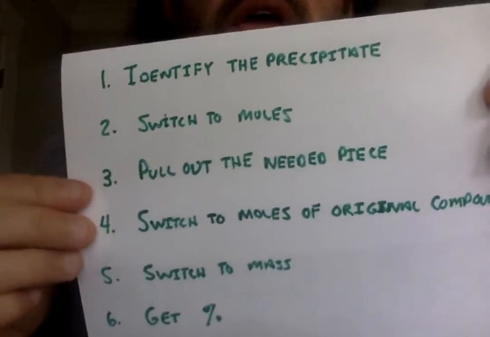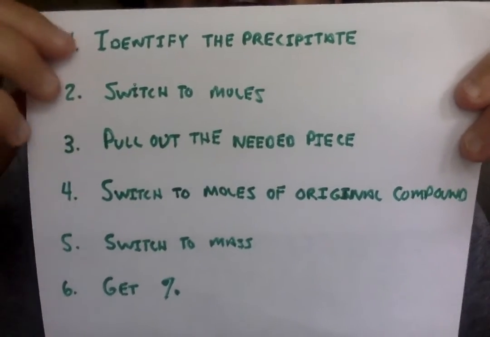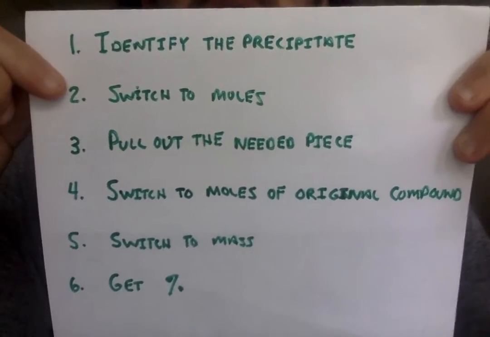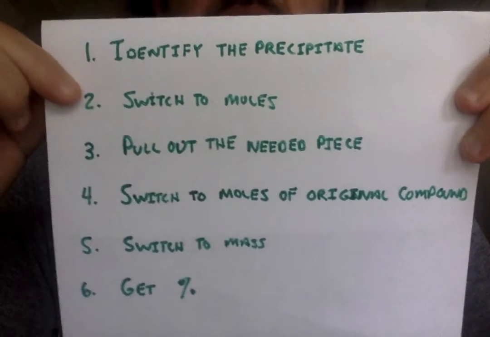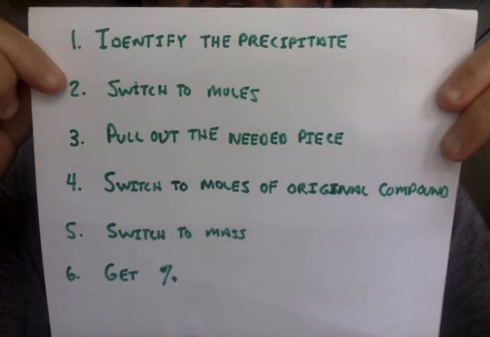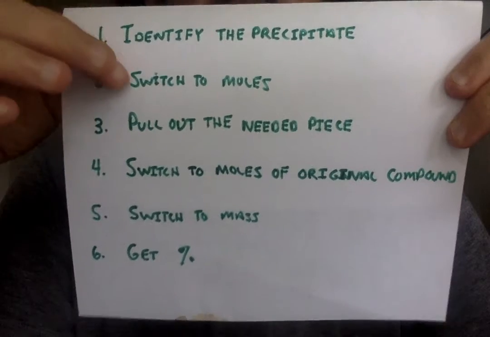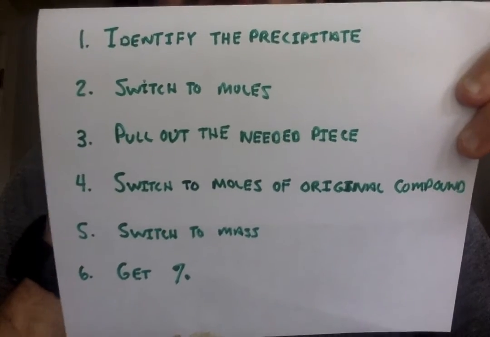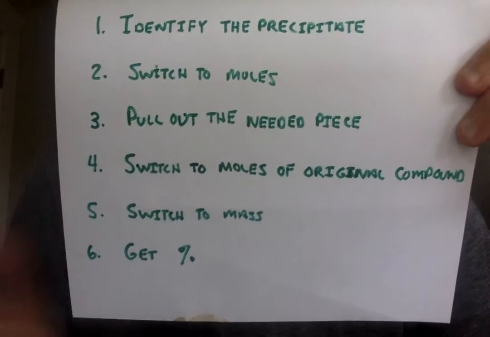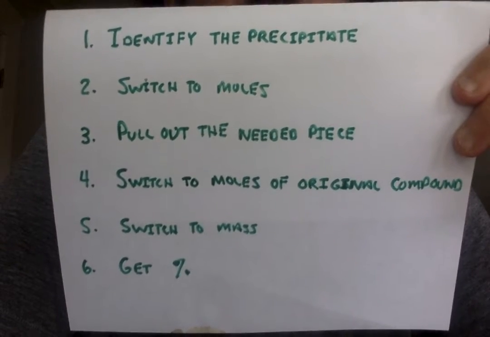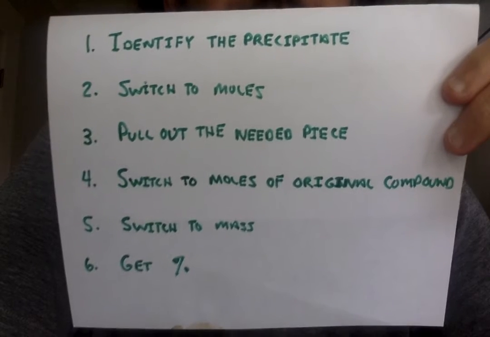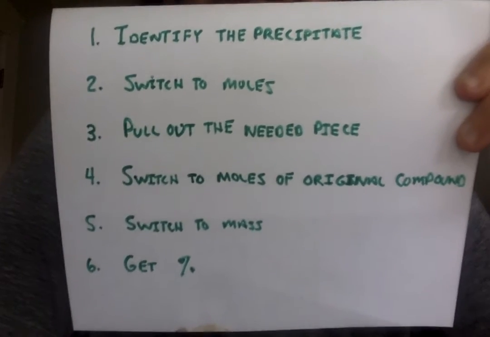Awesome. Okay, so now that you've attempted the problem, here is the strategy that I have used to do the problem. Okay, first thing I'm going to do is identify the precipitate. And in this case, my precipitate is going to be silver chloride. That's a pretty common precipitate. Switch to moles. So I got to switch to moles of silver chloride. I pull out the needed piece, and so since we're dealing with silver chloride and potassium chloride, the chlorine is what I'm looking for there. And then switch to moles of the original compound.